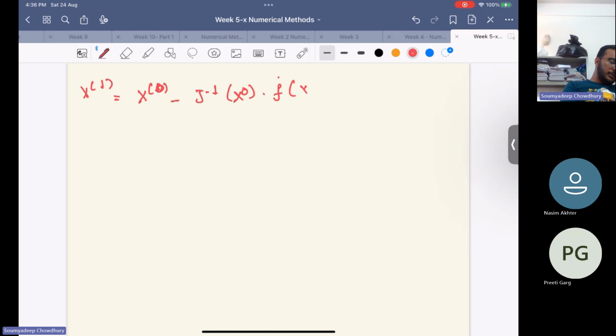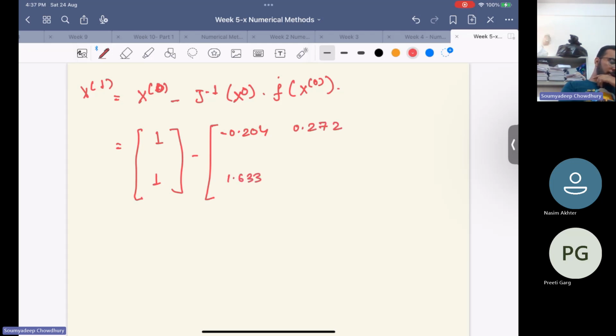F of x. So x0 is basically 1 and 1, right? 1, 1. Minus J inverse is basically, what is J inverse? I just found out minus 0.204, 0.272, 1.633, 1.156. Then you have f of x0.